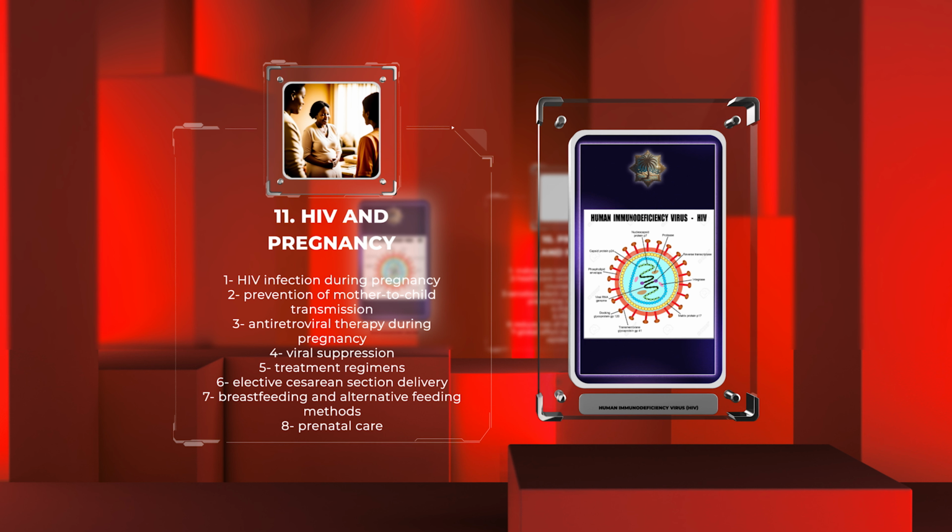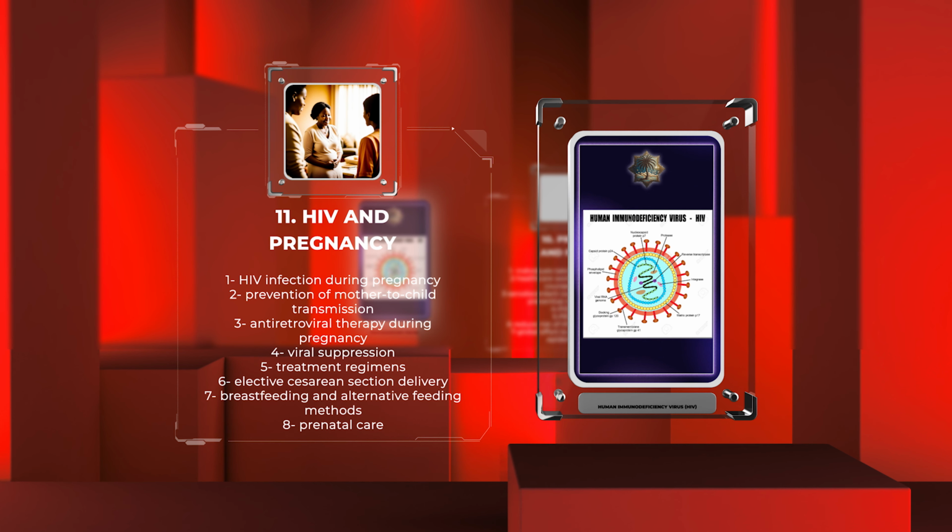Effective antiretroviral therapy during pregnancy significantly reduces the risk of mother-to-child transmission of HIV. Initiating antiretroviral drugs early in pregnancy, maintaining viral suppression, and adhering to treatment regimens are vital to preventing transmission. For women with higher viral loads or other risk factors, elective cesarean section delivery may be recommended to further reduce the transmission risk. Additionally, avoiding breastfeeding and providing safe alternative feeding methods are crucial to prevent postnatal transmission. Comprehensive prenatal care, frequent monitoring of viral load and CD4+ T cells, and appropriate management of comorbidities, such as opportunistic infections, are essential for ensuring optimal maternal and fetal outcomes.